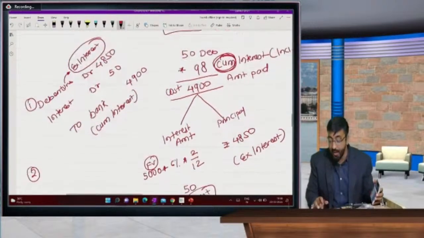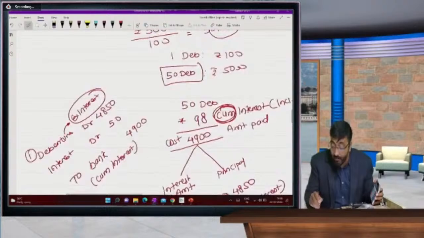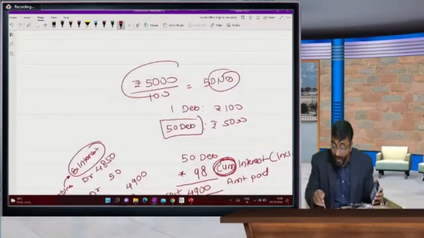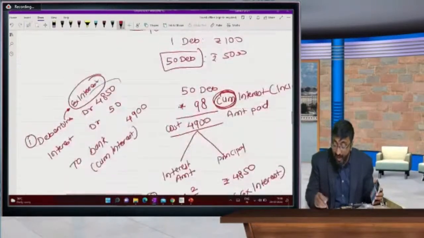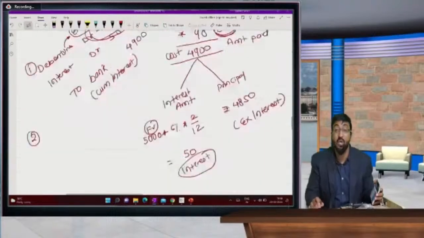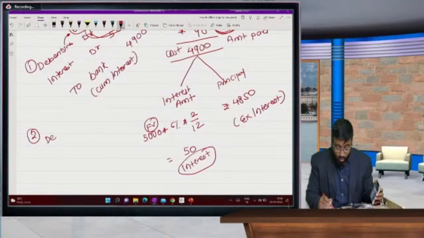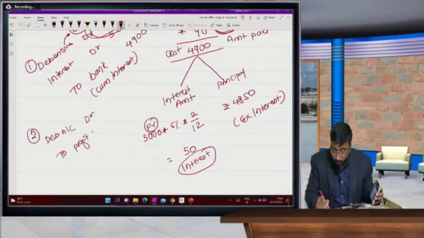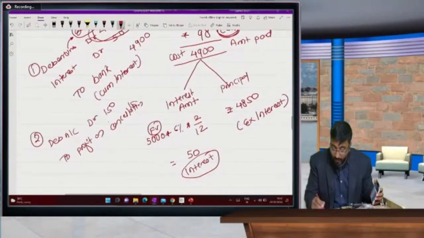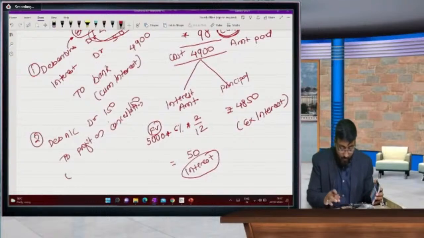And the second entry. See, our liability is 5,000, but we are acquiring this debenture at 4,850. So we saved 150 rupees. So debentures account debit to profit on cancellation, how much? 150. One more time.